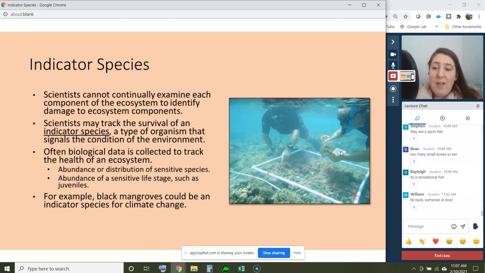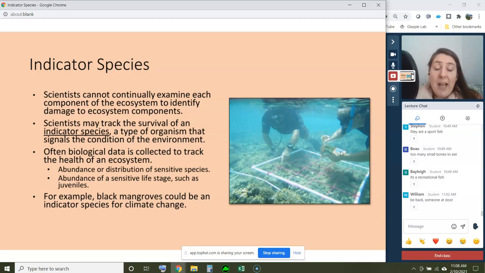And this often involves a lot of biological data that can be used to track the health of an ecosystem. So we can look at, for instance, the abundance or distribution of species that are sensitive to pollution or changes in climate or changes in structured habitat. We can look at the abundance of a sensitive life stage. So looking at the abundance, for instance, of juvenile blue crab or juvenile tarpon or juvenile cod.